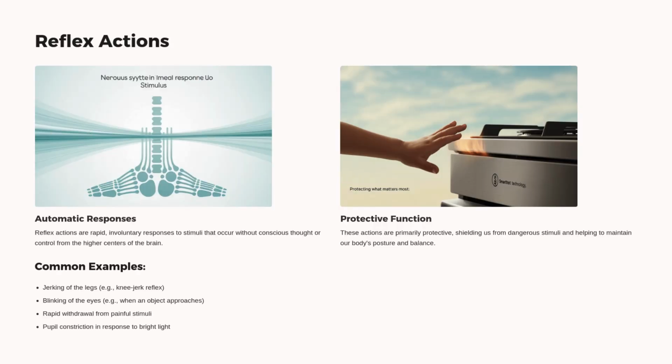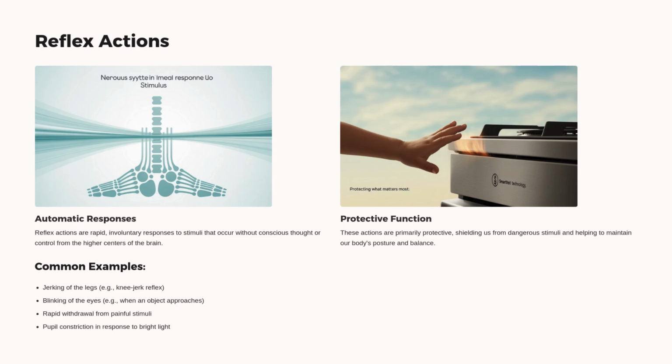Reflex actions. Automatic responses. Reflex actions are rapid, involuntary responses to stimuli that occur without conscious thought or control from the higher centers of the brain. Common examples: jerking of the legs, e.g., knee-jerk reflex. Blinking of the eyes, e.g., when an object approaches. Rapid withdrawal from painful stimuli. Pupil constriction in response to bright light.